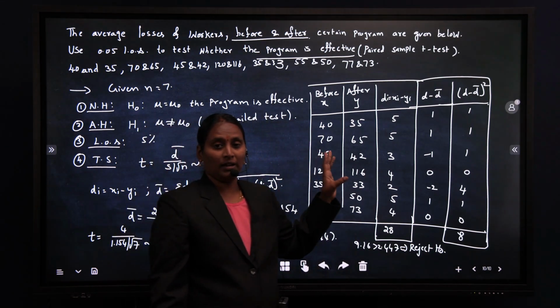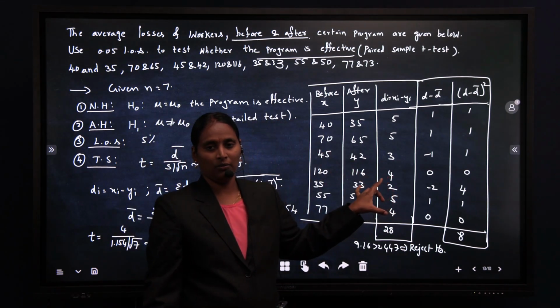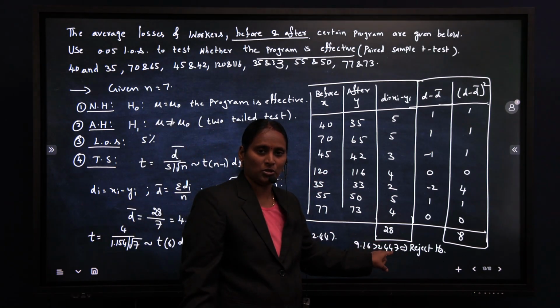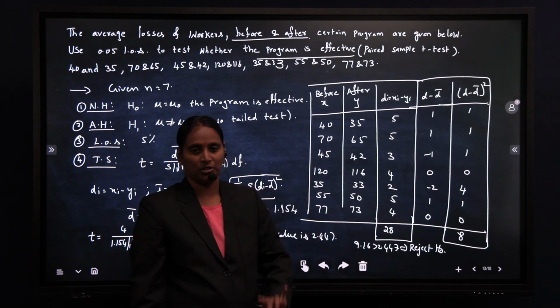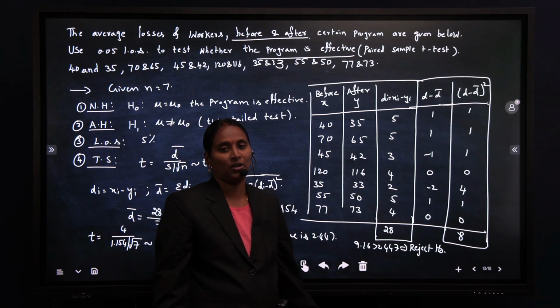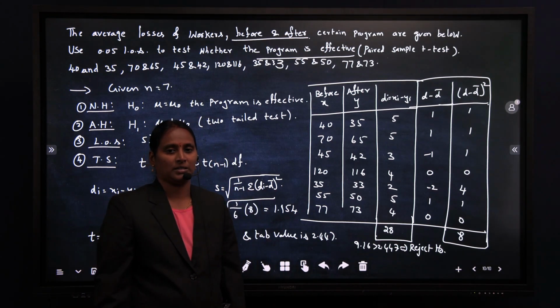Now we conclude by using the calculated value and the tabular value. Rejecting H0 means that the program is not effective. So there is no improvement by using the program. In this way we conclude the paired t-test.